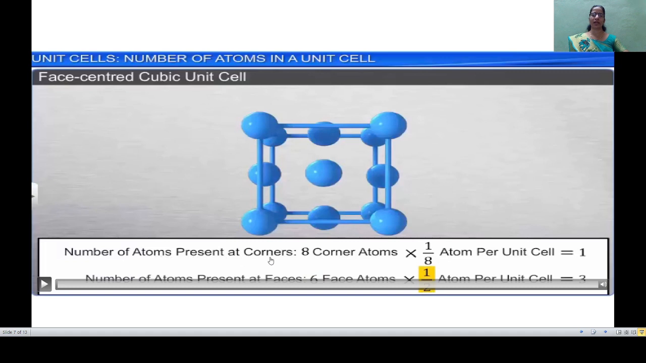Therefore, the number of atoms present in this unit cell will be calculated by counting the number of atoms present at 8 corners and the number of atoms present at 6 faces. So here 8 corner atoms multiplied by 1 upon 8 atom per unit cell will be equal to 1, while 6 faces into 1 upon 2 atoms per unit cell will be equal to 3. Thus 1 plus 3 gives us the number 4. In this manner, in face-centered cubic unit cell, the actual number of atoms or particles is 4.